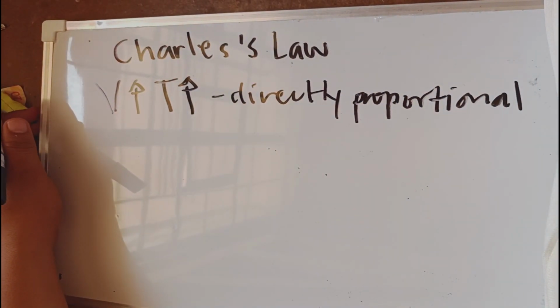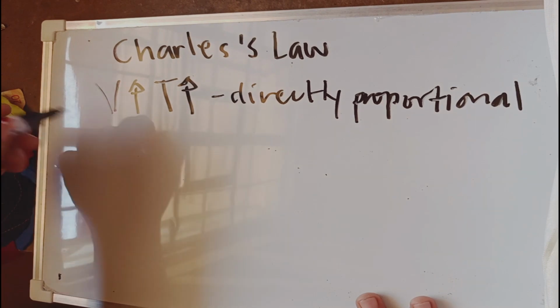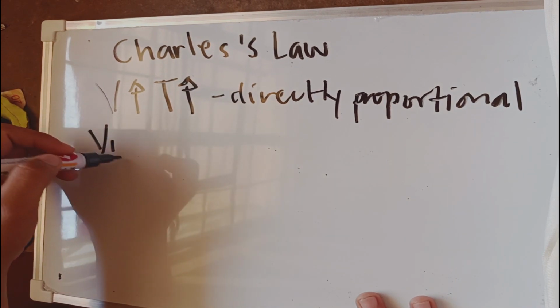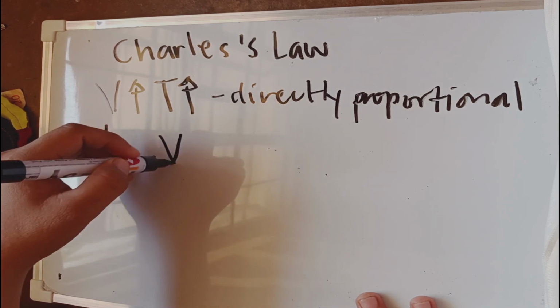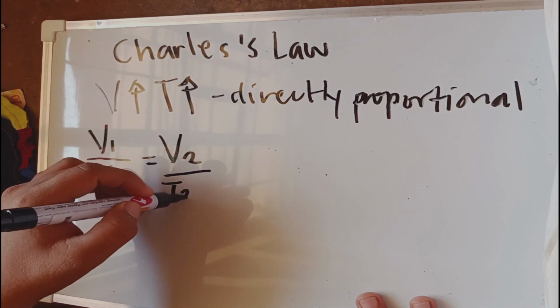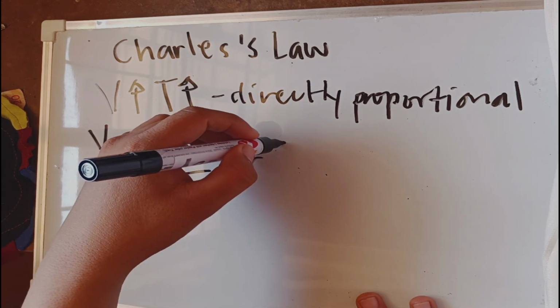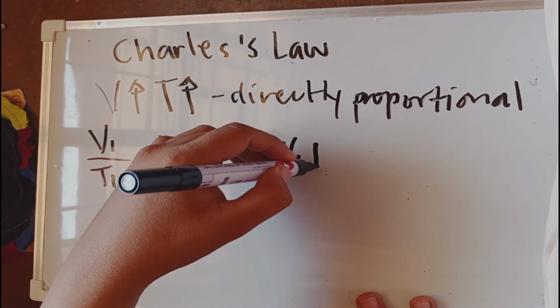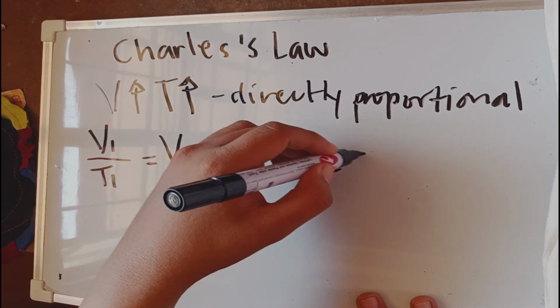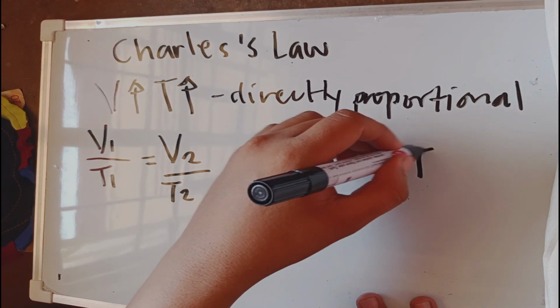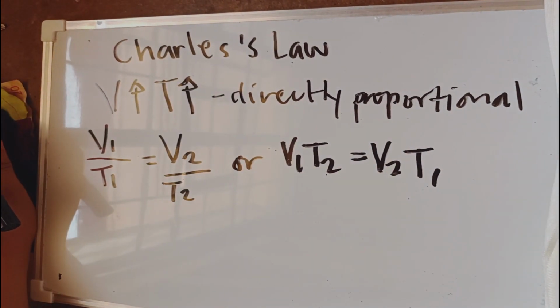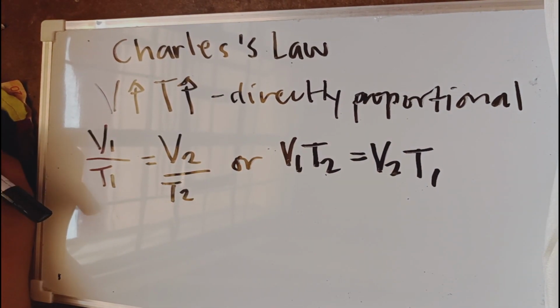Okay, so let's move. According to Jacques Charles, the equation you can use is volume 1 over temperature 1 equals volume 2 over temperature 2, or you can use this formula: volume 1 multiplied by temperature 2 equals volume 2 multiplied by temperature 1. They are just the same thing.